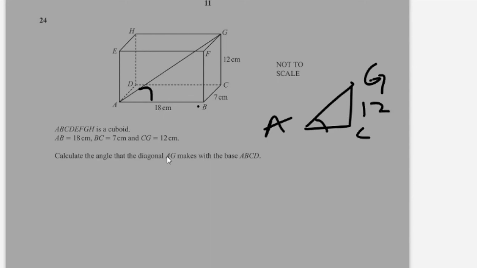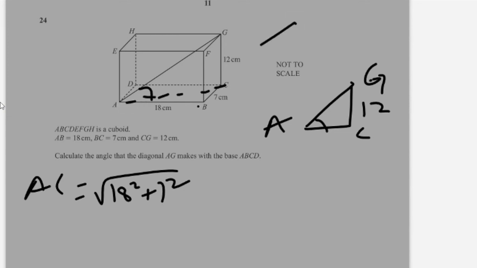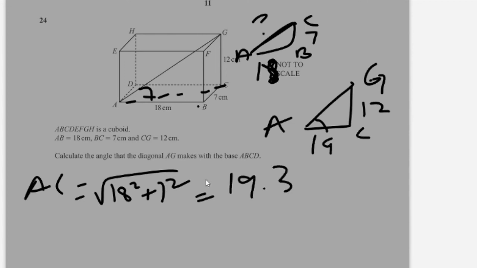To know the angle, we need to have either of the two sides, AC or AG. I'll calculate AC by using the formula. AC is equal to root of 18 square plus 7 square. As you can see over here, if you focus on this triangle A, B, C, this is a right angle triangle. So this is 18, this is 7, and since AC is the hypotenuse side, we can use the formula AC is equal to root of 18 square plus 7 square, which gives us the answer as 19.3. So we have 19.3 over here.